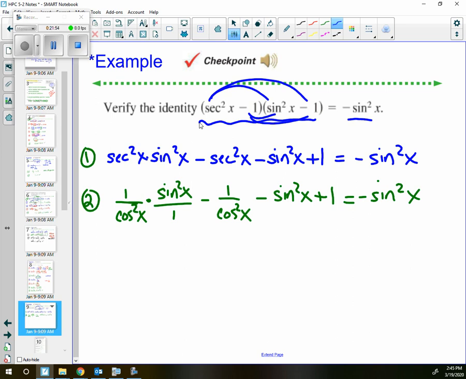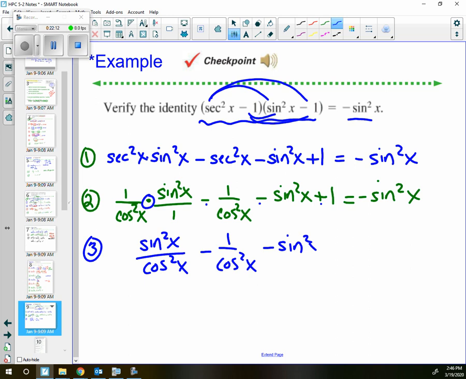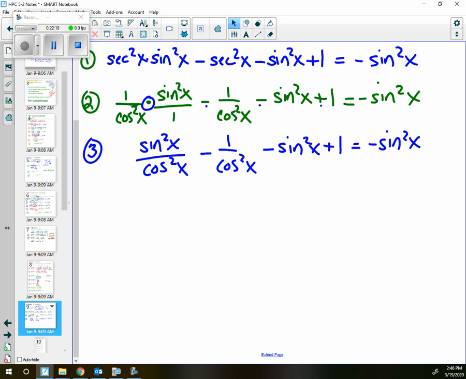So let's do some order of operations. I see a multiply, a subtract, and an add. So order of operations, we'd multiply first. So we're still doing order of operations. We get sine squared over cosine squared minus 1 over cosine squared minus sine squared plus 1. So this is a little messier in terms of what we have left, but let's see if we can get some things going on here.